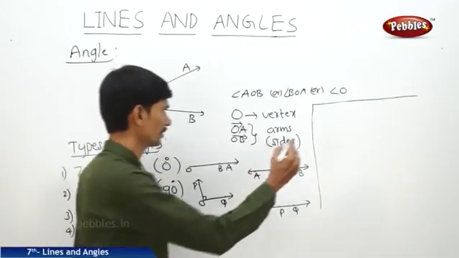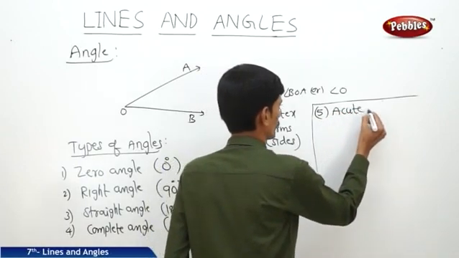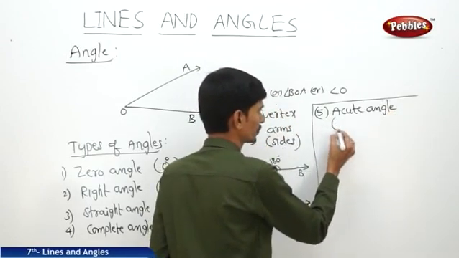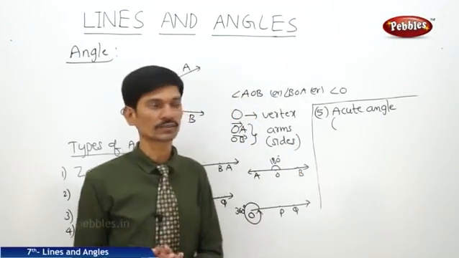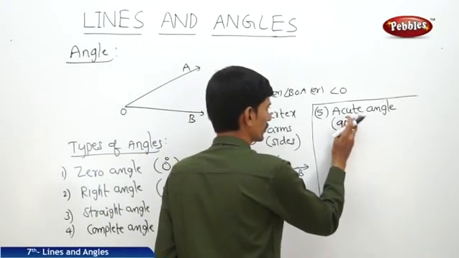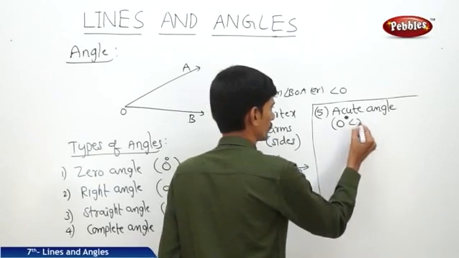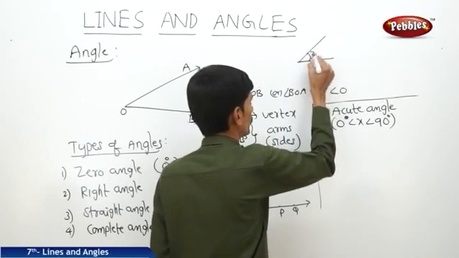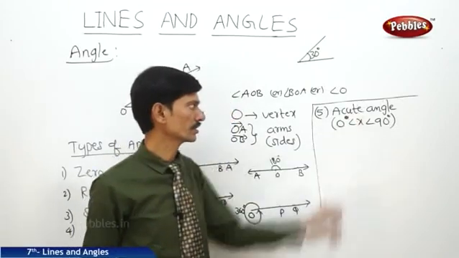Now the next one is acute angle. An angle whose measure is more than 0 degrees and less than 90 degrees is called an acute angle. So the acute angle lies between 0 degrees and 90 degrees. Now this is an acute angle, 30 degrees.